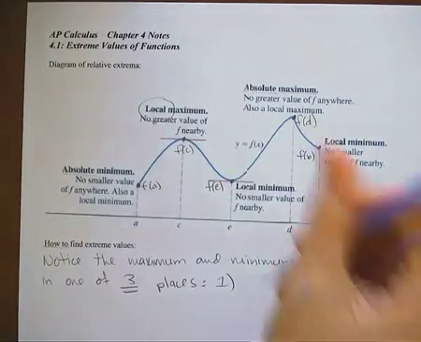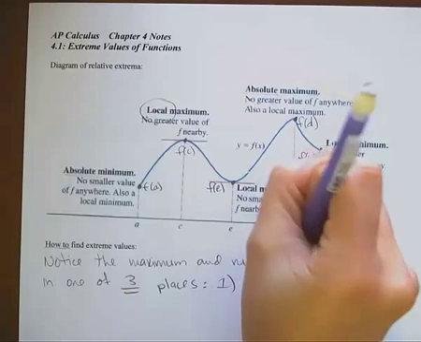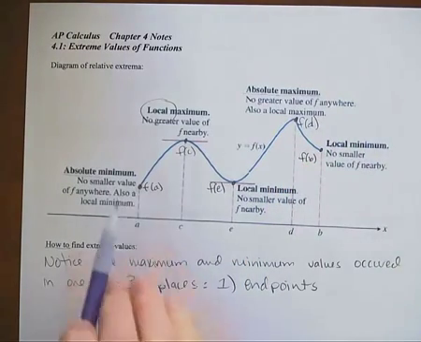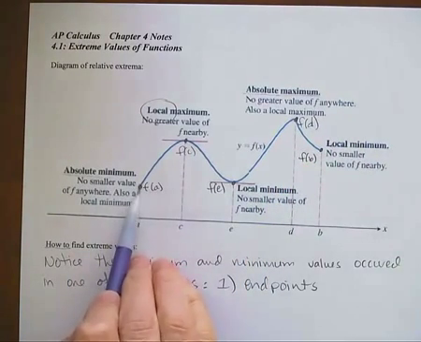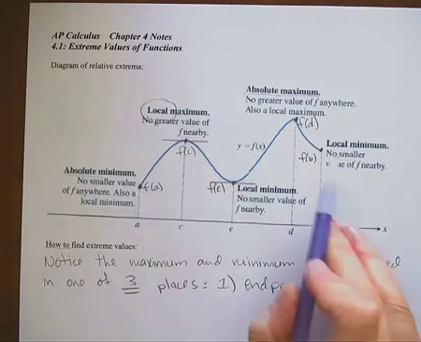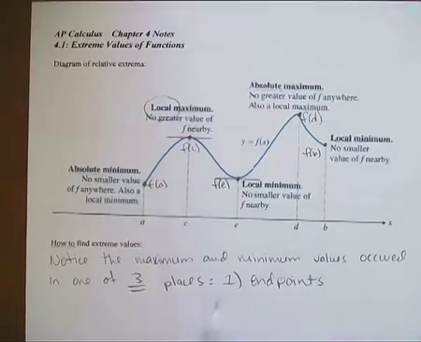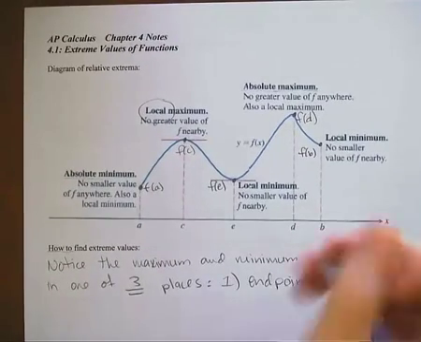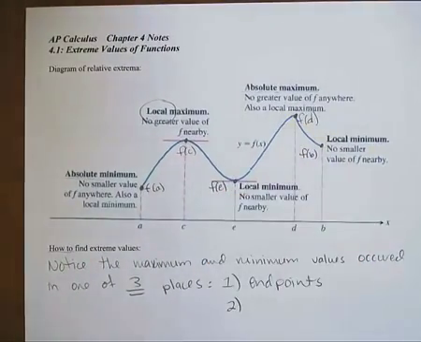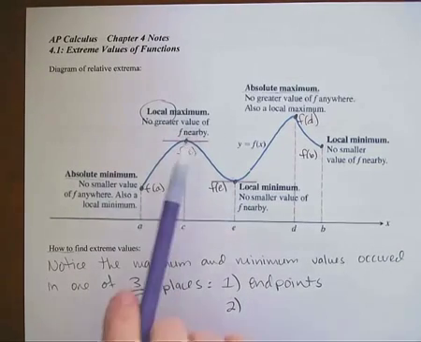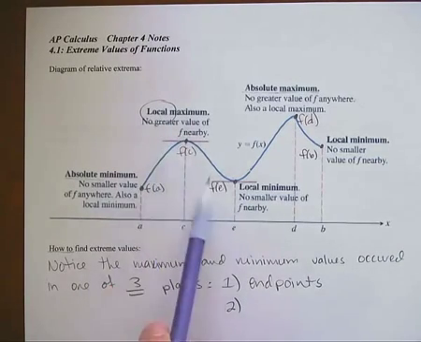The first category where they occurred was at the endpoints. When x was a, we had an absolute minimum value, and when x was b, we had a local minimum value. So if there's a max or a min, it will occur either at the endpoints, or it will occur when the derivative is equal to 0.